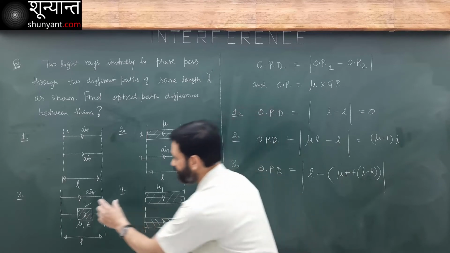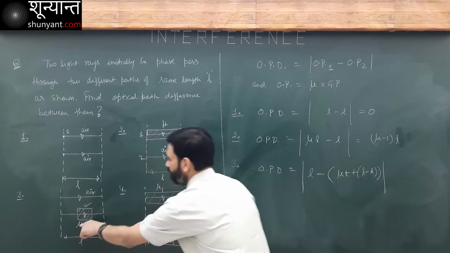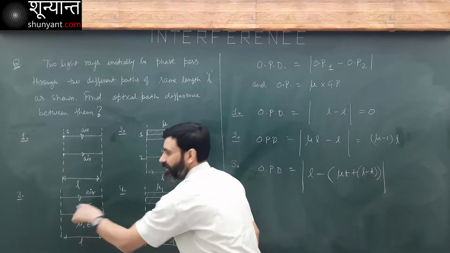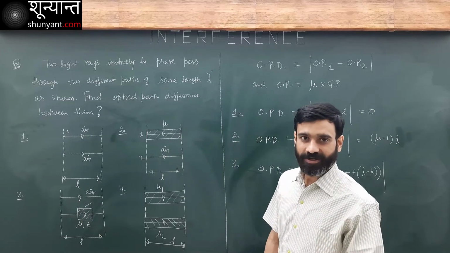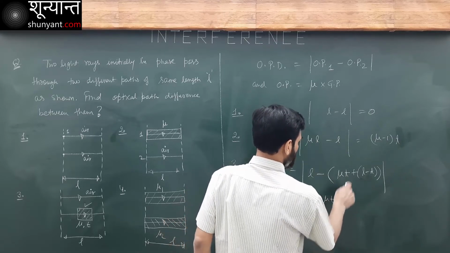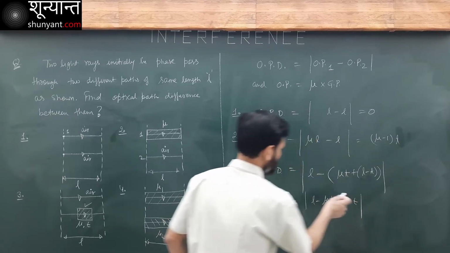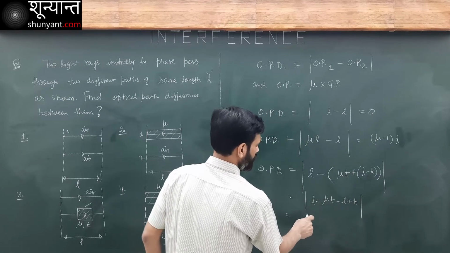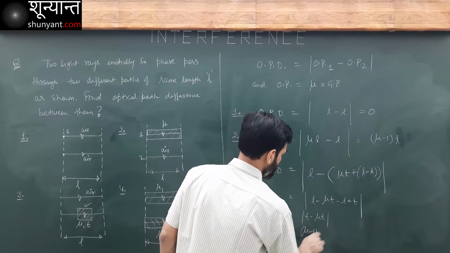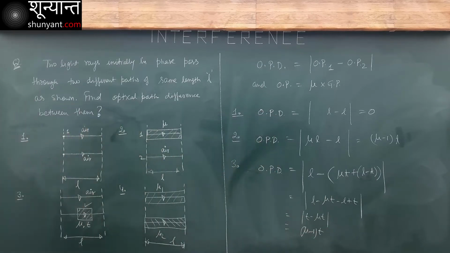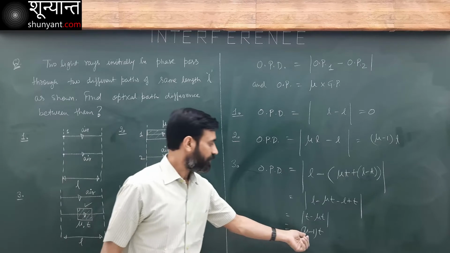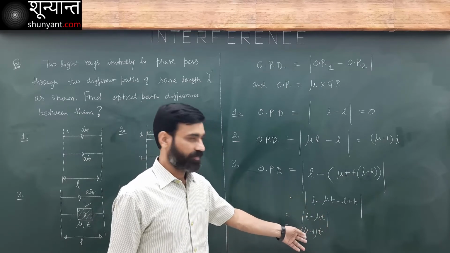It is traveling some distance in the medium, so the optical path corresponding to this will be mu times t. The remaining distance it is traveling in air, where optical path is the same as geometrical path. So I am adding this: mod of L minus mu t minus L plus t. Here I am going to get t minus mu t, mod of this. So it is going to be mu minus 1 times t. We are concerned with the magnitude. Mu is always more than 1, that's why I am writing it this way, mu minus 1 times t.